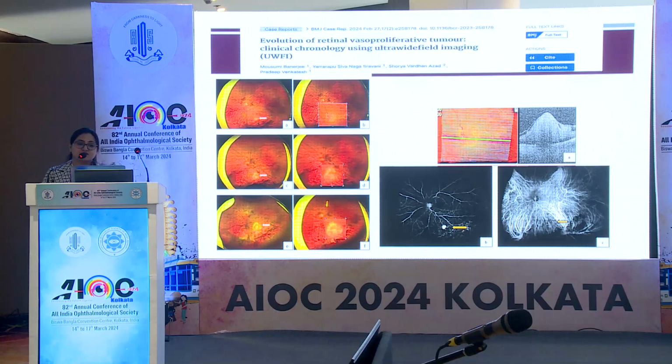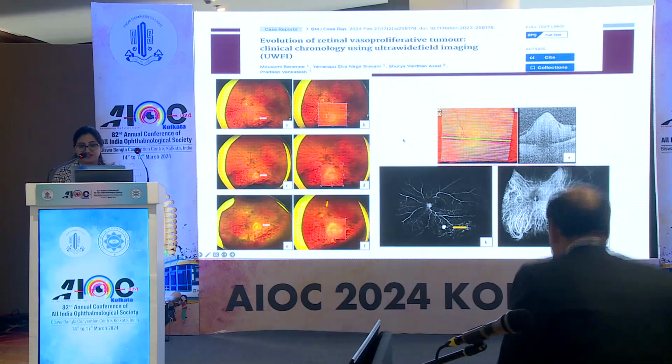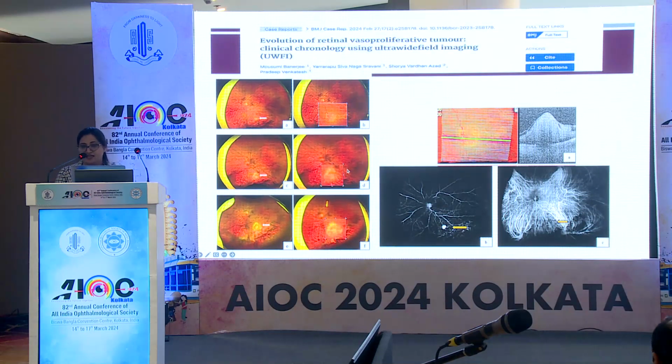Another picture, this was a case of intermediate uveitis. After laser of a lattice, there was a vasoproliferation noted here, which grew in size over the past few weeks. And then when we did an OCT through this, we can see the increase in the retinal thickness along with loss of the laminar structure of the retina. And this was the evolution of the vasoproliferative tumor, which was very well documented using ultra-wide field imaging and OCT.